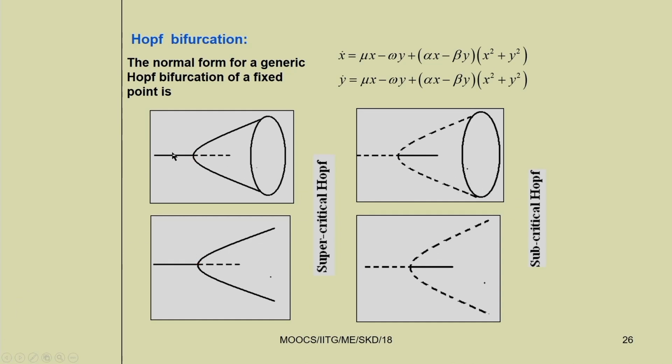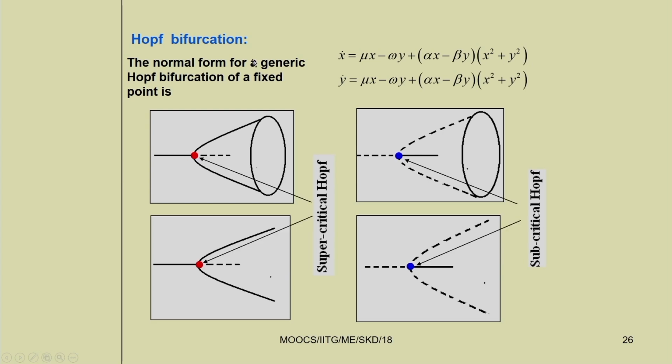If from a stable fixed point we are getting a stable periodic response, then it will be known as supercritical Hopf bifurcation, and in the case of subcritical Hopf bifurcation, from an unstable fixed point we are getting a stable fixed point along with a periodic response. We can have supercritical or subcritical Hopf bifurcation points.